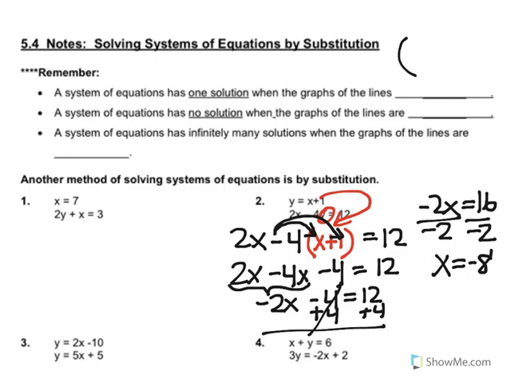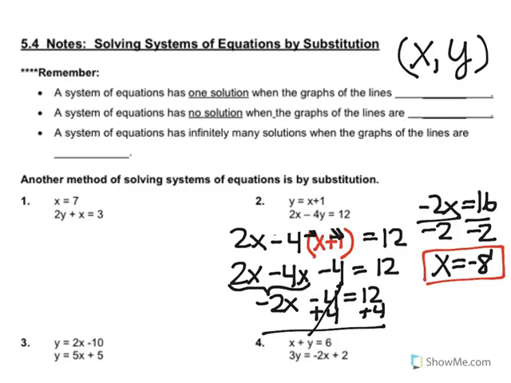Remember, a solution is always x, comma, y. We always want an x and a y. Well, we got the x. Now we need to figure out the y. And the way we figure out the y is to go back to the original equation. And since we know that x equals negative 8, you can take that negative 8 and either put it in for this x here or for this x here. It doesn't matter which equation you use. You'll get the same answer for both equations.